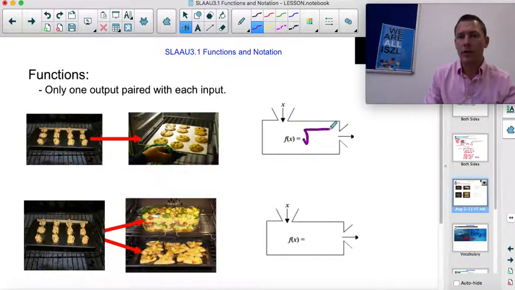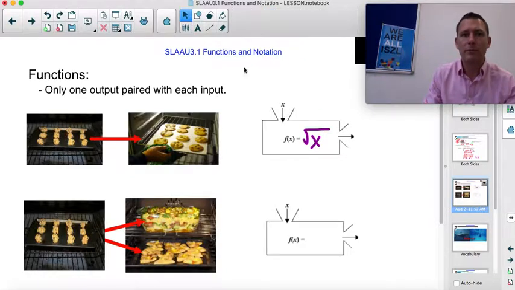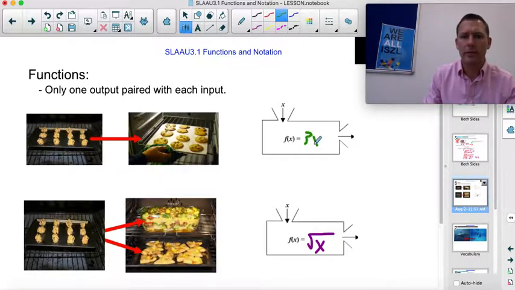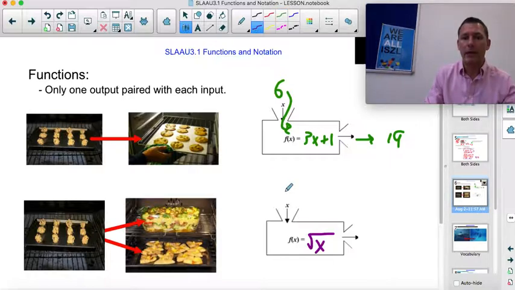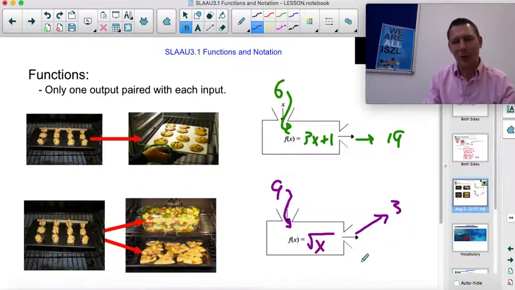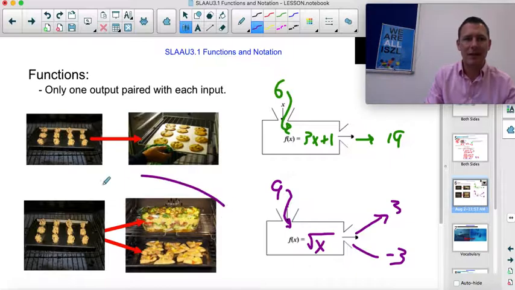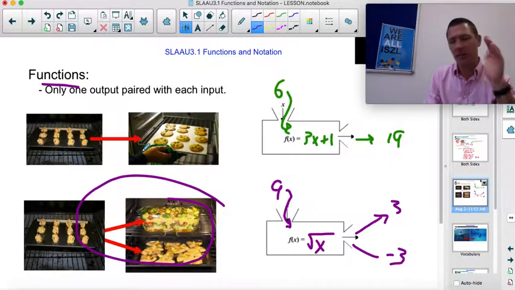So therefore, when you have the square root of x, and let's put 3x plus 1 here too. If you put a 6 in here, you're always going to get out 3 times 6, 18, plus 1, so 19. But if you put a 9 in the square root one, you take the square root of 9, 3 can come out, but also negative 3 can come out, and that makes it non-functional, right? It doesn't behave like a machine. We want a machine to do the same thing every time.